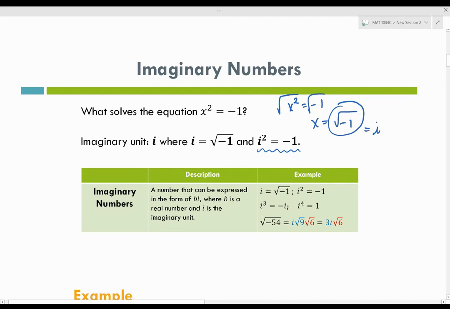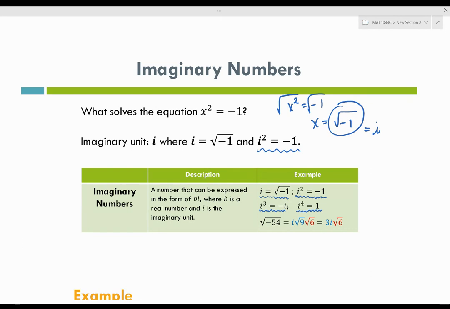Okay, so our powers of i are imaginary numbers. The description is a number that can be expressed in the form of bi, where b is a real number and i is the imaginary unit. Our powers of i are going to repeat. So i is always going to be equal to the square root of -1. i squared is always going to be equal to -1. i cubed is going to be equal to -i, and i to the fourth is going to be equal to 1. So we're going to be using these in the problems that we solve.